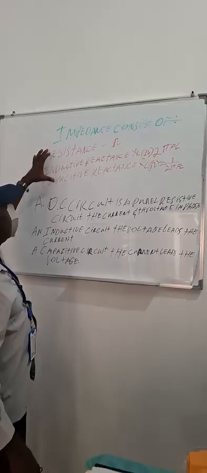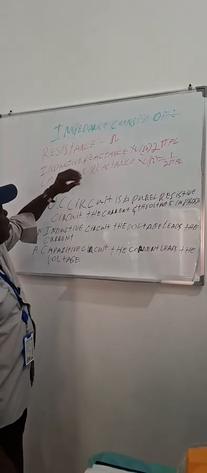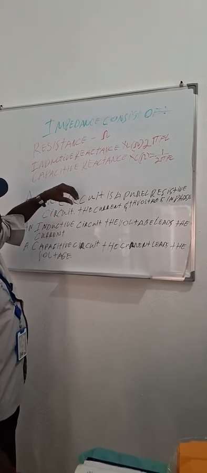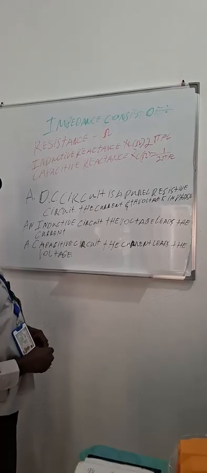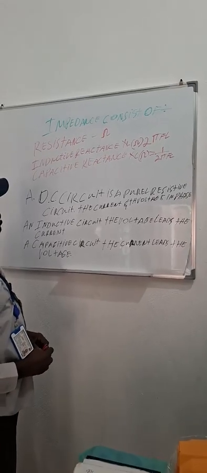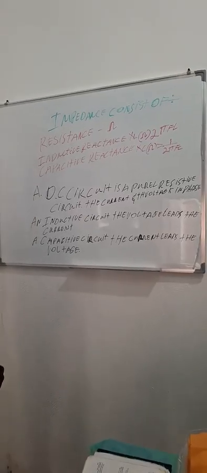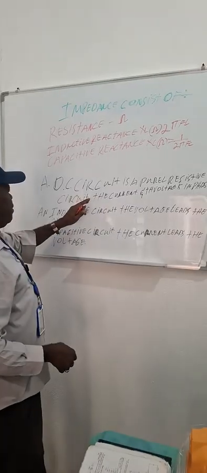And when we put all three of them combined, we can use the power triangle there. We can now find the total impedance of that AC circuit, and of course that will be measured in ohms, right? So coming down here, now a DC circuit.